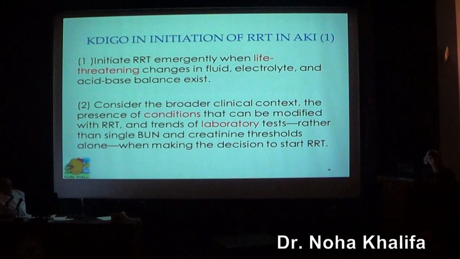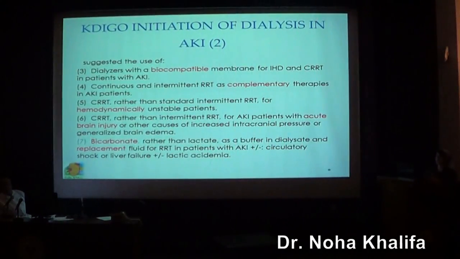What did the KDIGO say about the initiation, the Kidney Disease Improving Global Outcomes? They said that renal replacement therapy, of course, is a life-threatening condition. So how do you choose when to do your renal replacement therapy? You have to depend on conditions in your patients and lab tests, and you have to consider the broader clinical context. So you're not looking just at one BUN or one serum creatinine level. You have to take the patient as a whole in terms of his personal condition and his labs.